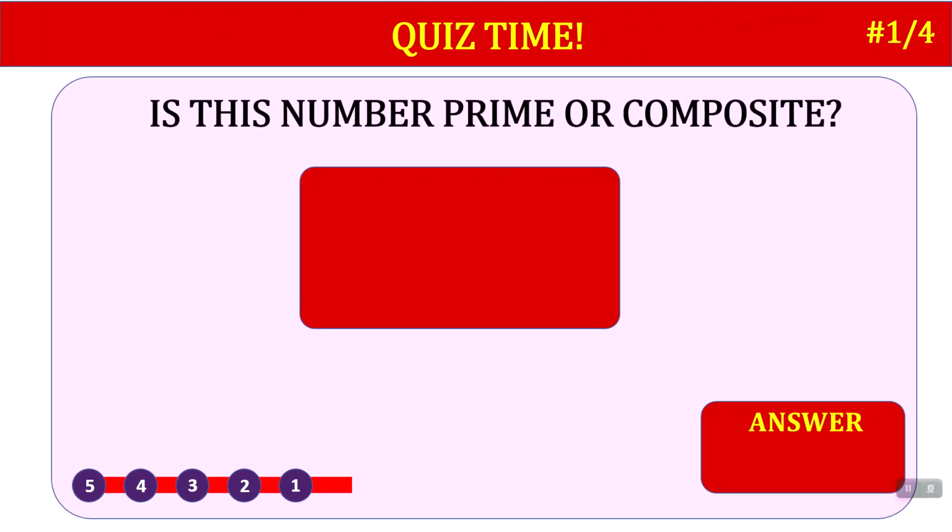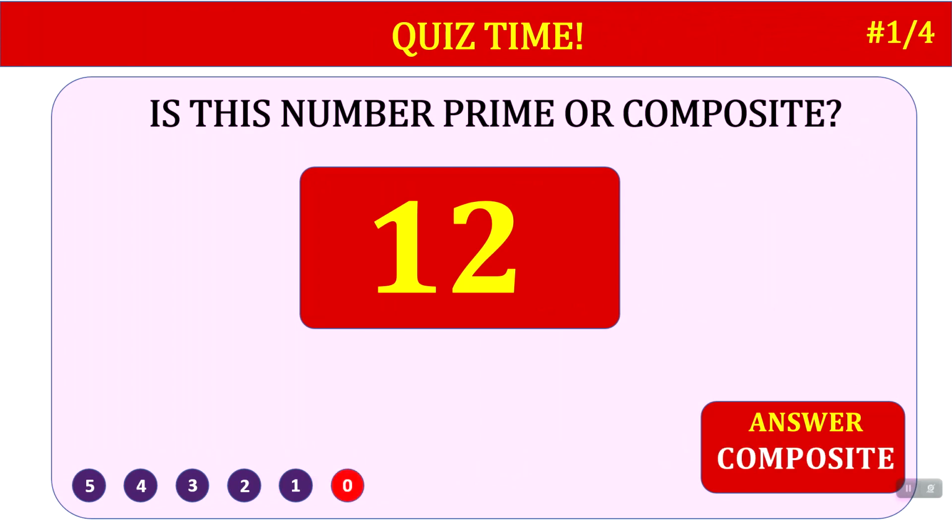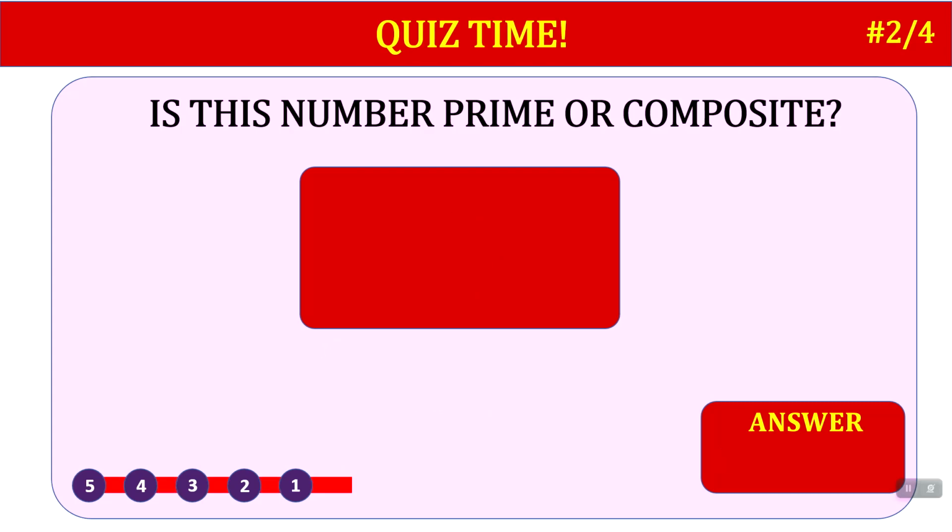And now it's quiz time. Is this number prime or composite? 12. You have 5 seconds. The answer is composite. 12 has more than 2 factors. As a matter of fact, 12 has factors of 1, 2, 3, 4, 6, and 12. There are 6 factors. And so therefore 12 is a composite number.